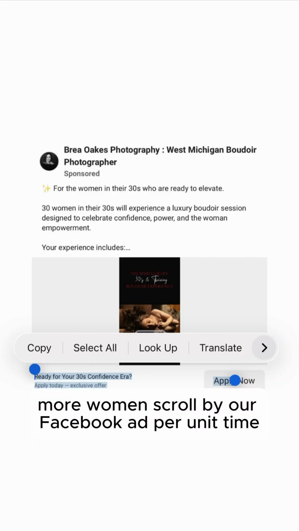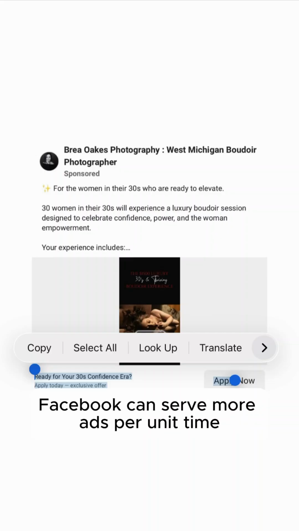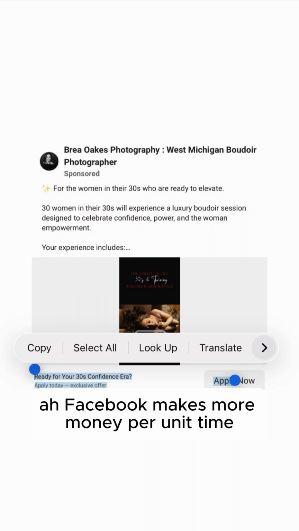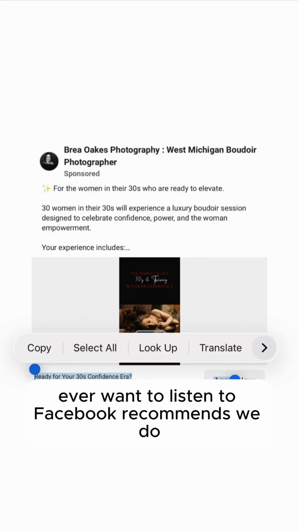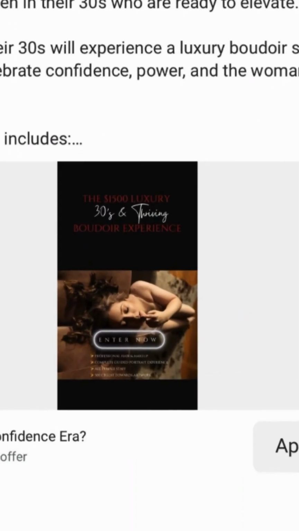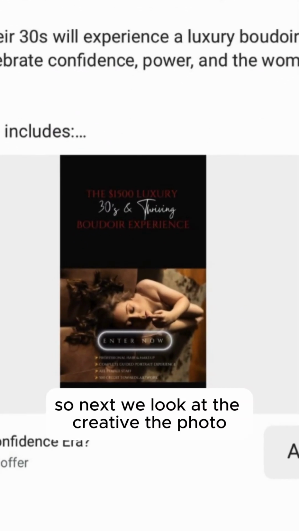But guess what? More women scroll by our Facebook ad per unit time. Facebook can serve more ads per unit time. Facebook makes more money per unit time. We may waste more money per unit time. We never ever want to listen to what Facebook recommends. So next, we look at the creative, the photo.